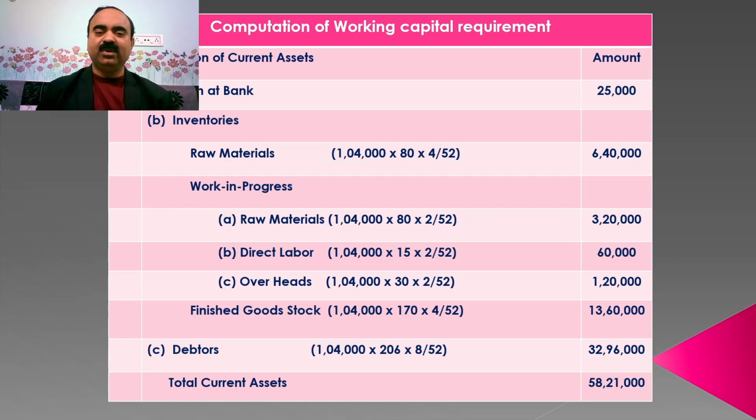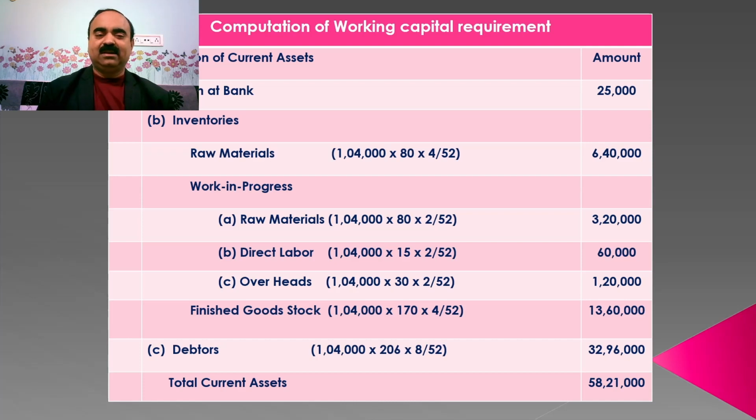Let us now compute working capital requirement in the company based upon the information given. There are 4 steps in estimation of net working capital. Step number 1, estimation of current assets. Step number 2, estimation of current liabilities. Step number 3, determination of net working capital. And step number 4, determination of final working capital required based upon the contingency amount given.